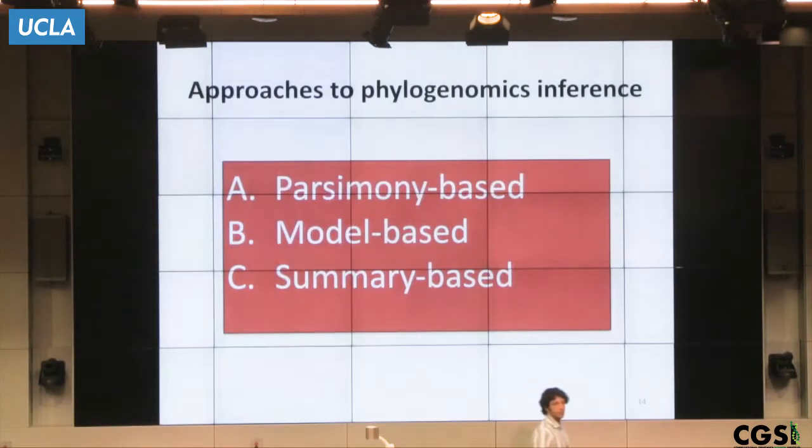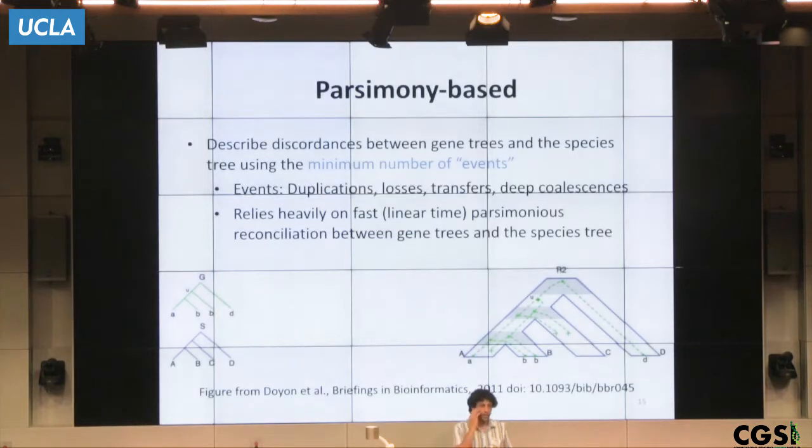There are 3 main approaches that people have used to address each of those 4 questions. Parsimony-based, model-based, summary-based. So let me just tell you a little bit about each of these approaches. The parsimony-based methods are based on the idea that if there are some events that happen that lead the gene tree and the species tree to be different, can we minimize the number of such events that we need to explain our gene trees and the species tree?